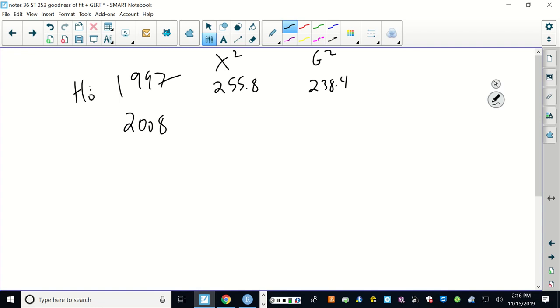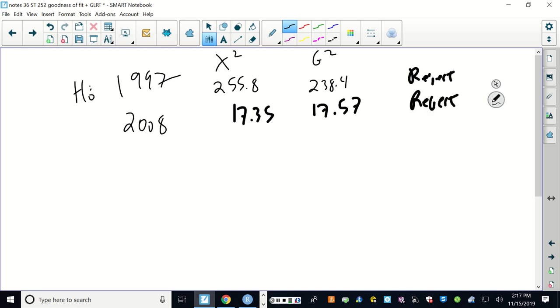This is 17.35 and 17.57. Closer, but we'd still reject it. It does not look like it fits the data.